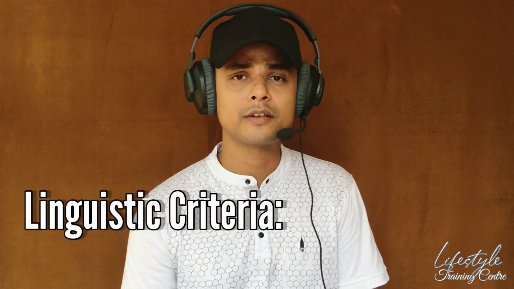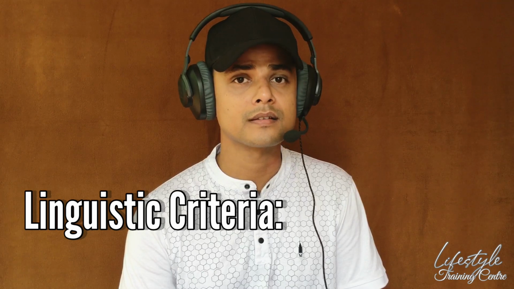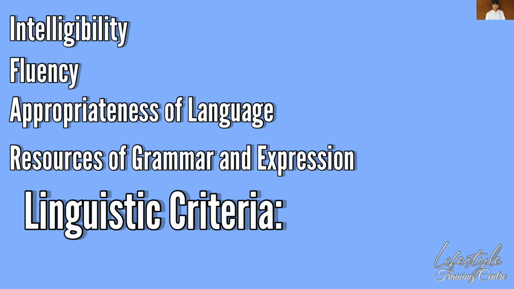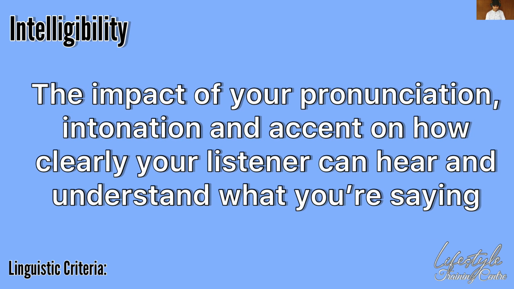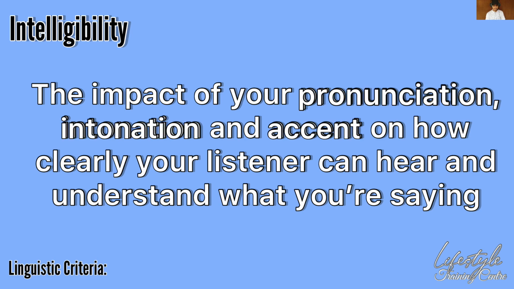Linguistic criteria. It's all about how well you can handle English. They can be subdivided into intelligibility, fluency, appropriateness of language, and resources of grammar and expression. Let's talk about intelligibility: the impact of your pronunciation, intonation, and accent on how clearly your listener can hear and understand what you are saying. So the main 3 parts here are pronunciation, intonation, and accent.